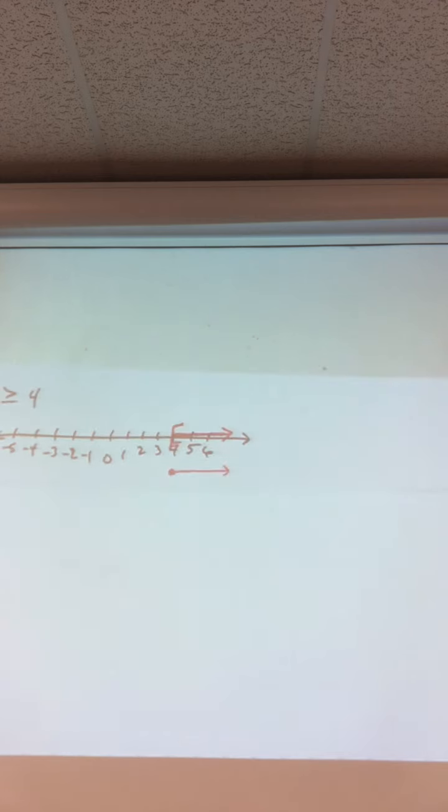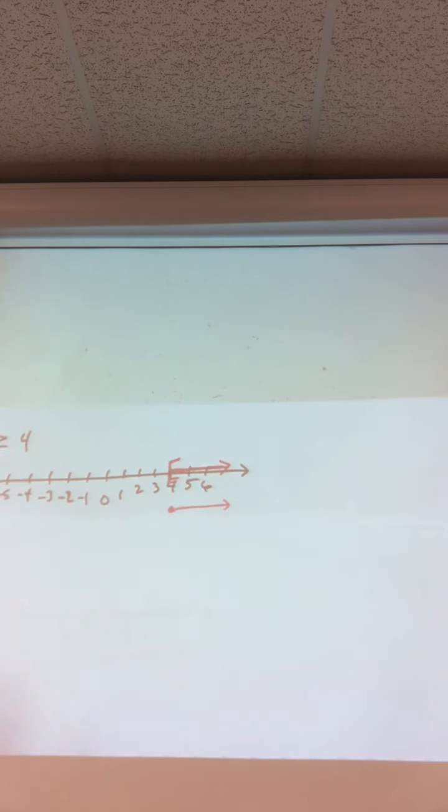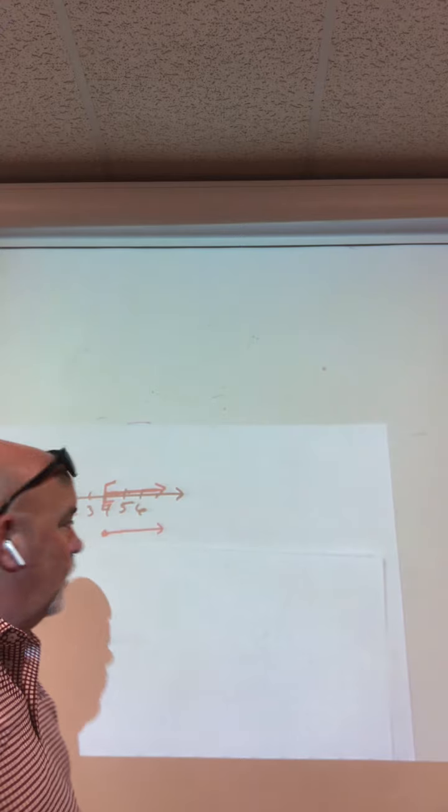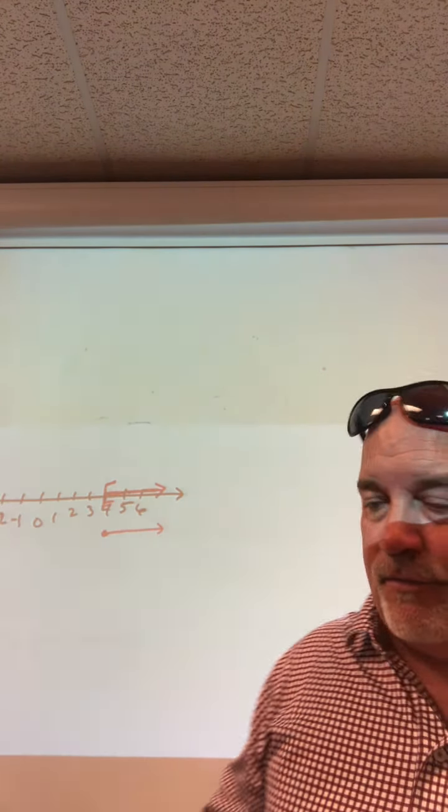So let's go back to our very first example here. This problem right here. Now, what I want to do is describe this set of numbers right here. Well, now remember, you're looking at the red, not the black. We're looking at the graph.